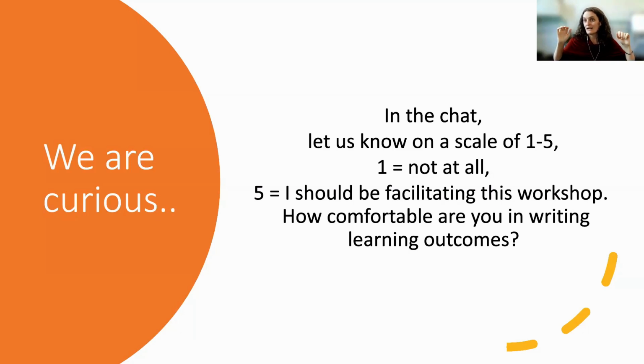And then when I say go, we're all going to hit enter and we're going to see a waterfall go down in the chat. So take just a minute, think about how comfortable you are with learning outcomes and writing them out. Get your number, put it in the chat, and then we're going to do 3, 2, 1. You're going to hit enter. Ready? 3, 2, 1, go.